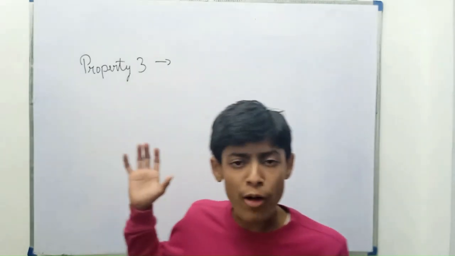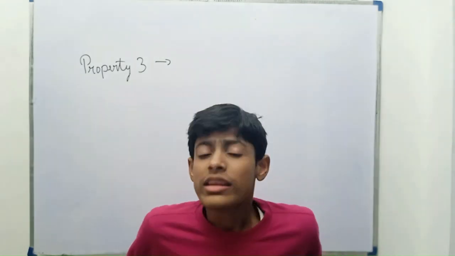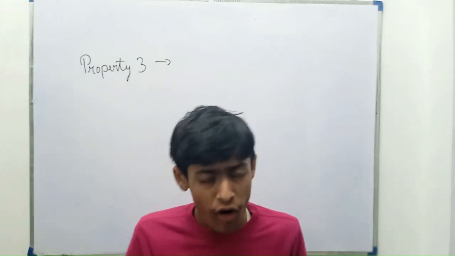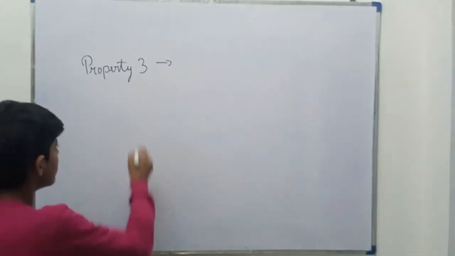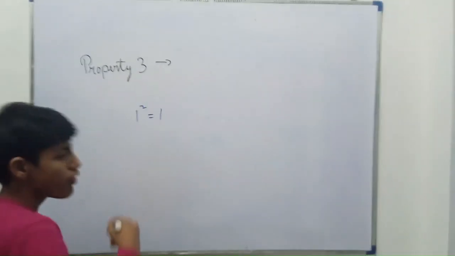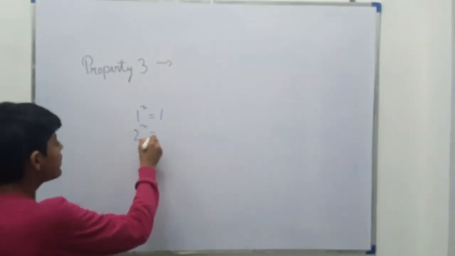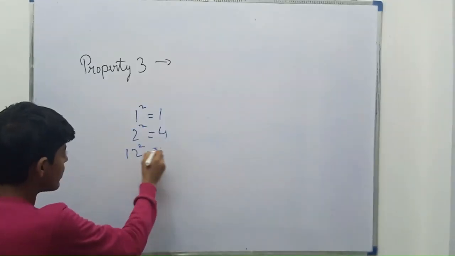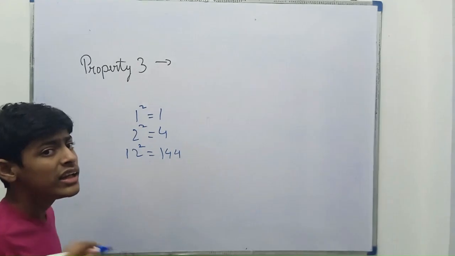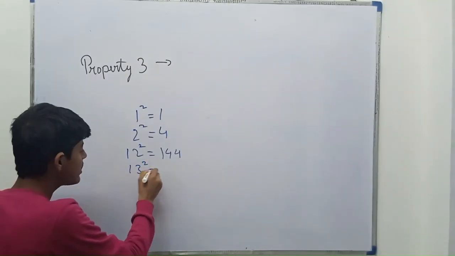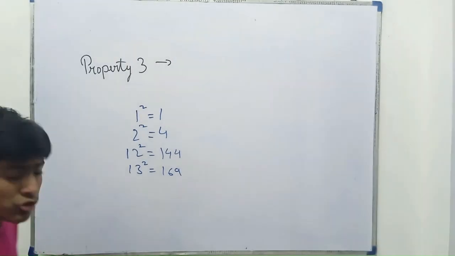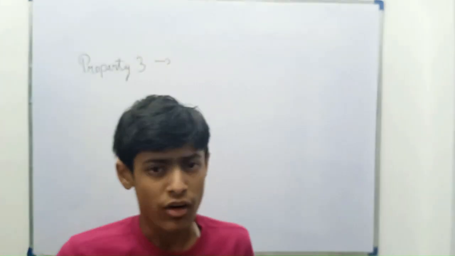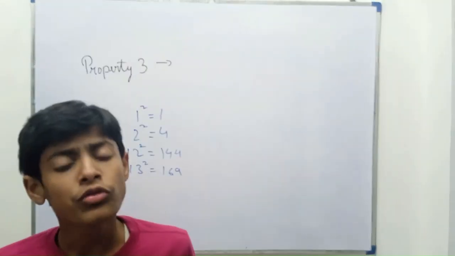Now the third property is that the square of an even natural number will be even and the square of an odd number will be odd. For example, 1 squared is 1, which is an odd number. 2 squared is 4, which is an even number. 12 squared is 144, which is also an even number. And the square of 13 is 169, which is an odd number. So the square of an even natural number will be even and the square of an odd natural number will be odd. Now let's move to another property.